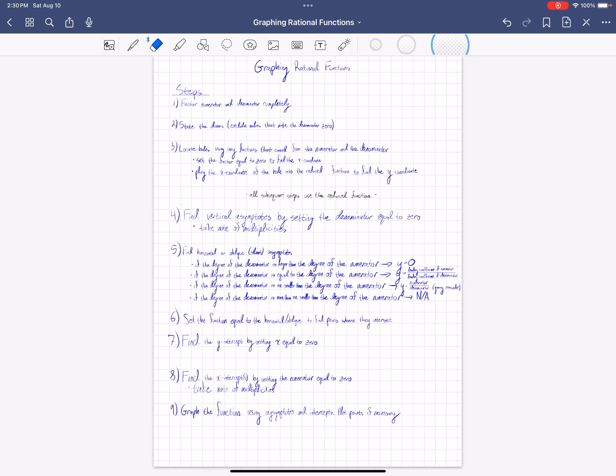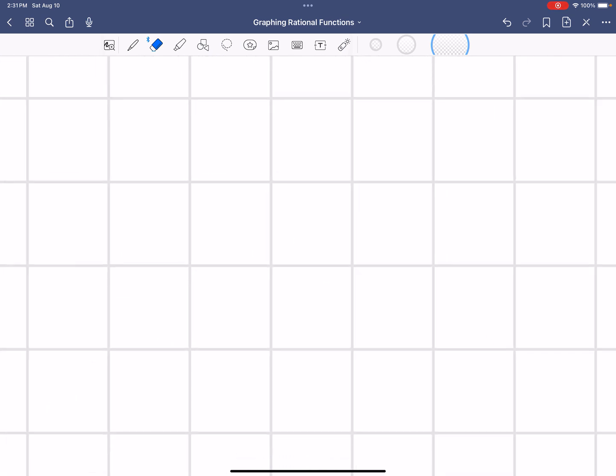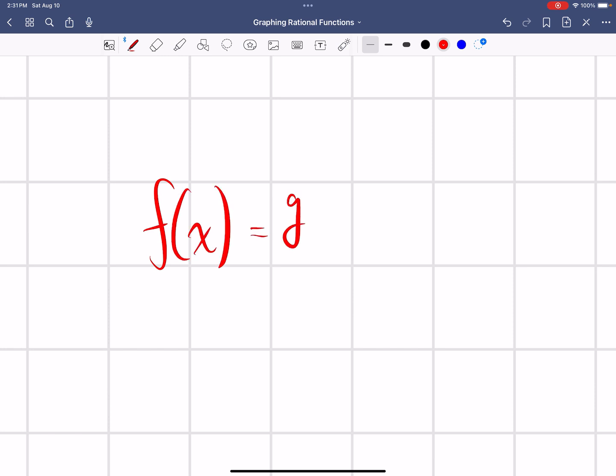Hello everyone, this is Harrison Galway, and today I will be teaching you how to graph rational functions. Rational functions are functions in which there is some expression in the numerator divided by some expression in the denominator.